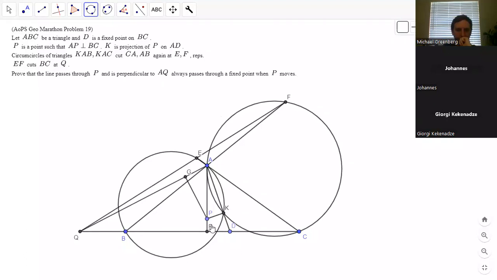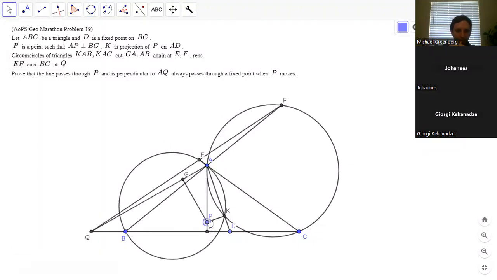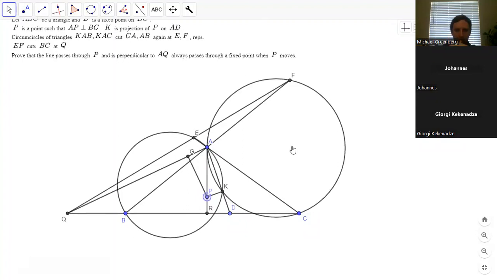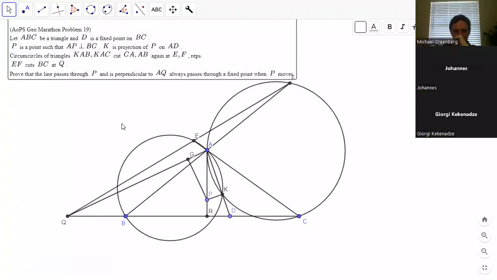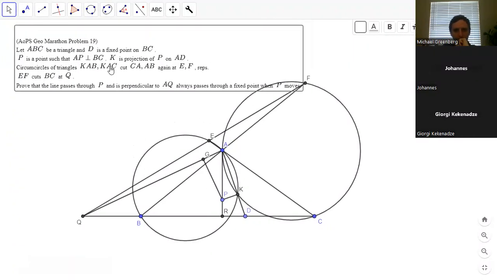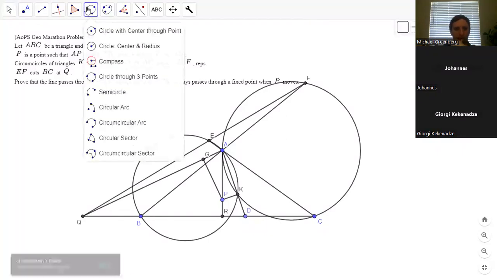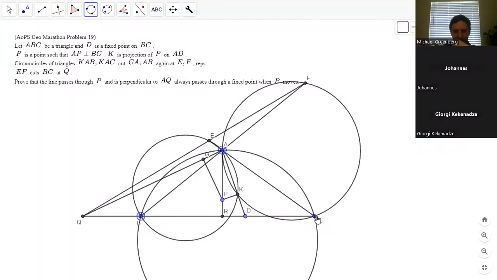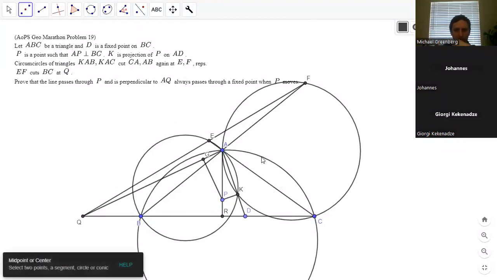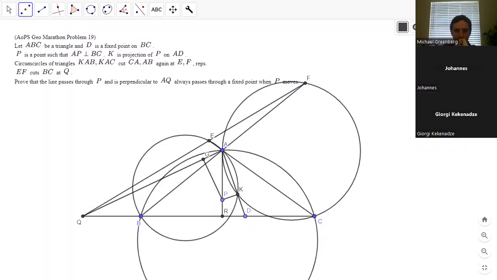So yeah, these are all cyclic quadrilaterals right here. K is the projection of P onto AB. So yeah, what is that fixed point? It's not the orthocenter. Maybe it's the circumcenter of ABC. I'm not sure that it is. I don't think so now. I think it should depend on D in some way. Yeah, that's a good point.